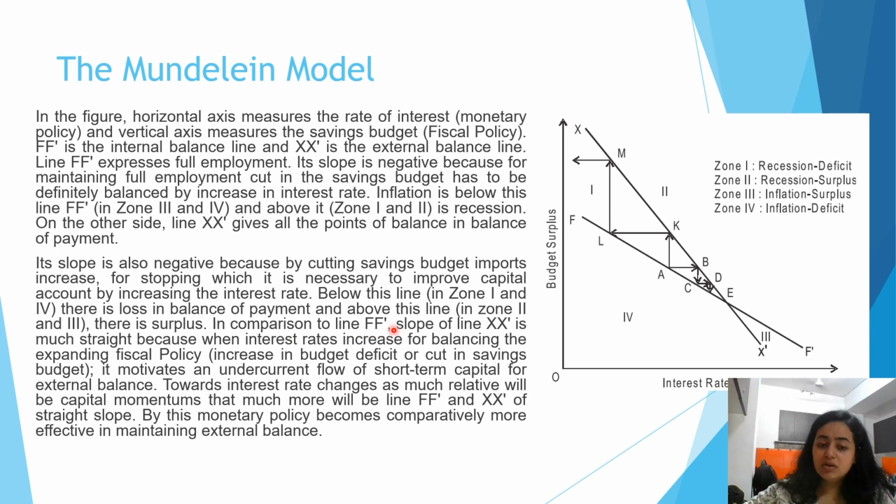In comparison to line FF, the slope of XX is much flatter because when interest rate increases to balance the expanding fiscal policy, it motivates an inflow of short-term capital for external balance in response to interest rate changes. The greater the capital mobility, the flatter the slope of line XX relative to FF. By this, monetary policy becomes comparatively more effective in maintaining external balance.